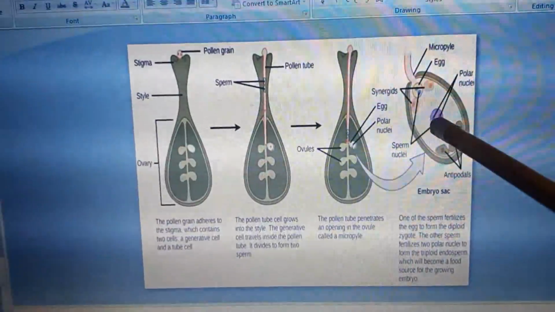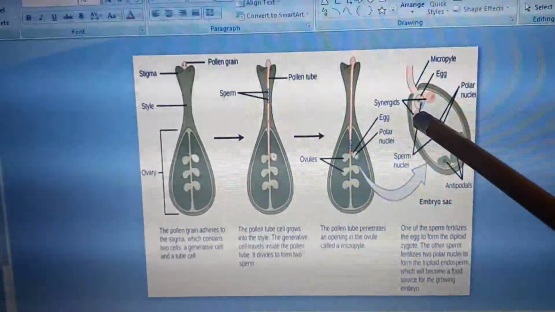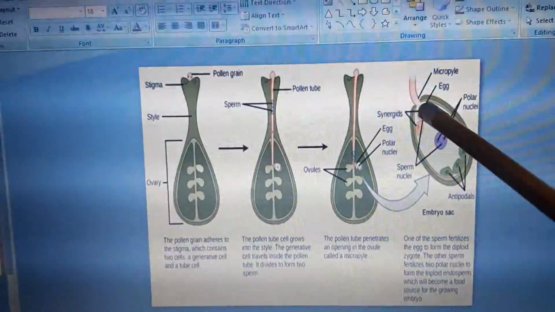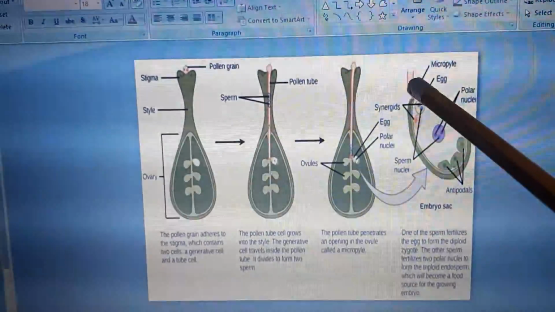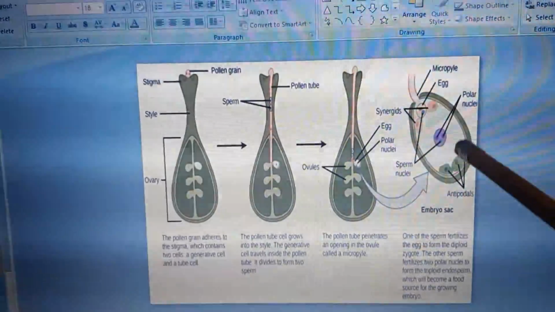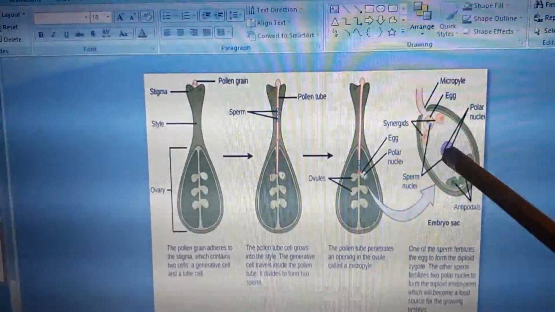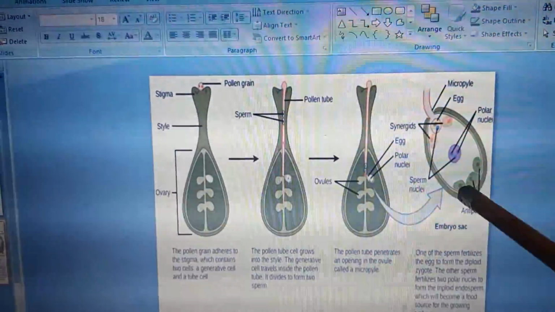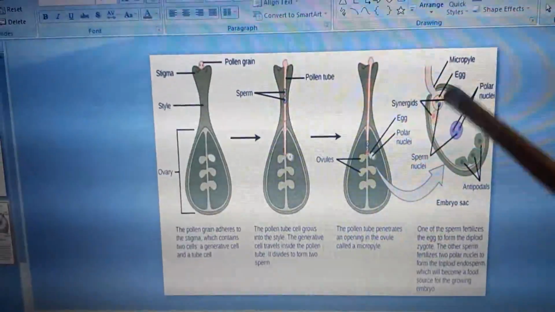Here you can see the synergids, which form the egg apparatus, and we have the egg over here, and this is the pollen tube. The pollen tube drops one sperm cell to the egg and the other to the central cell, where the endosperm nucleus is formed, and on the other side we have antipodals. You can see over here, this is fertilization.